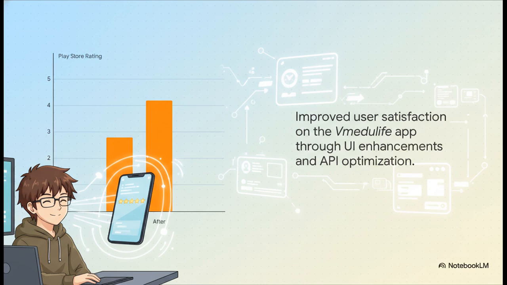One of my proudest achievements was with an app called vmedulife. When I joined the project, its Play Store rating was struggling at a 2.8. By focusing on simplifying the user interface and really optimizing how it communicated with the back end, we were able to boost that rating all the way up to a 4.2. It was just a fantastic example of how thoughtful development can directly impact user satisfaction.